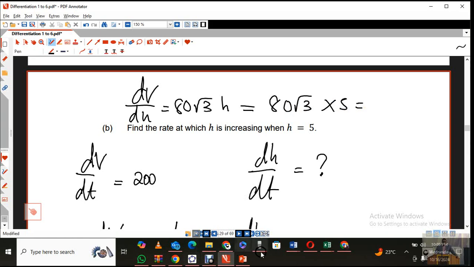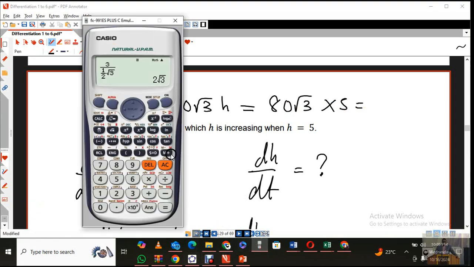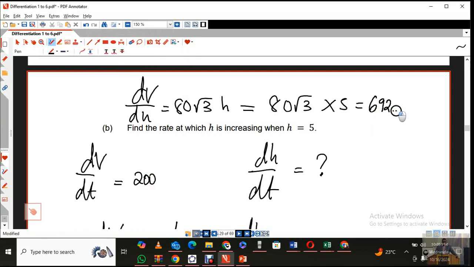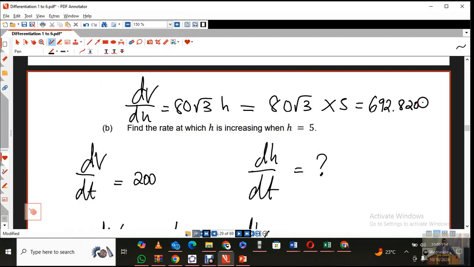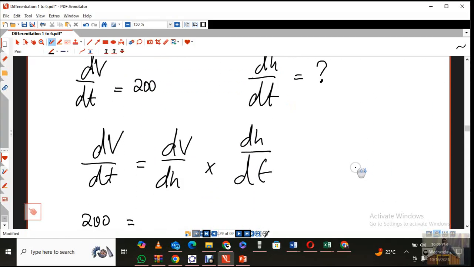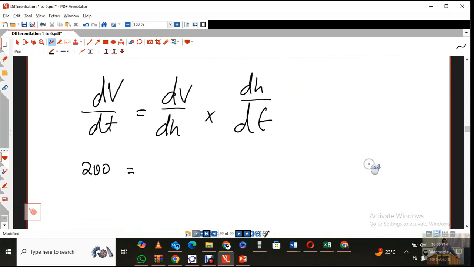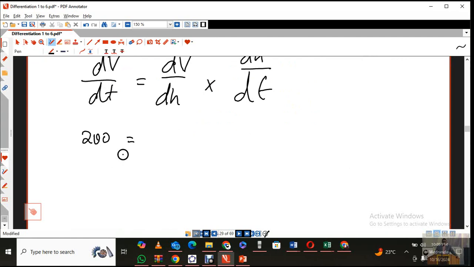So let's just grab our calculator to see what that is. It's going to be a very long number though. So it's 80 times 5 times root 3. Okay, let me just write down what I have. 692 and some odd, 692.8203, and so on. Now we know what that is. So I'm going to write that on dV/dh. dV/dh is 692.820323. Just make sure.